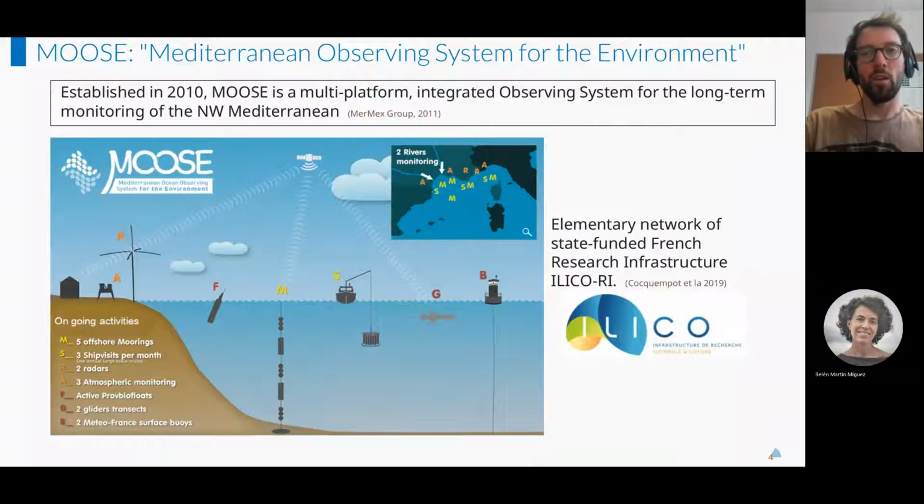The mooring has a very high resolution in terms of temporal resolution, but doesn't cover a large area. And a ship can cover a large area, but doesn't stay very long in the water. So the integrated approach was made to fill all those gaps.